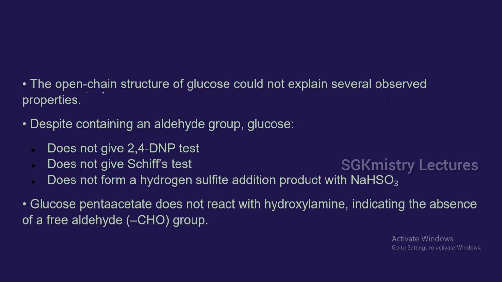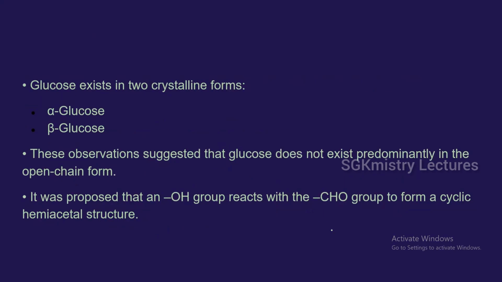So the open chain structure could not explain these different test results. The 2,4-DNP test was not answered, Schiff's test was not answered, and the hydrogen sulfite addition product was not formed. Even the glucose pentaacetate does not react with hydroxylamine. With all of these, they thought that there is no CHO group present in the free form.